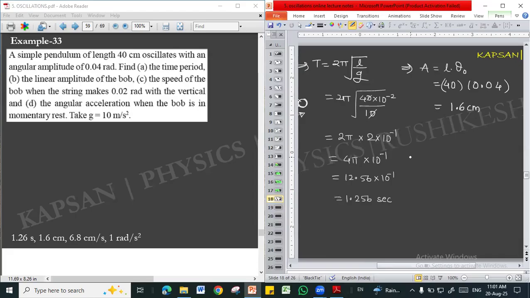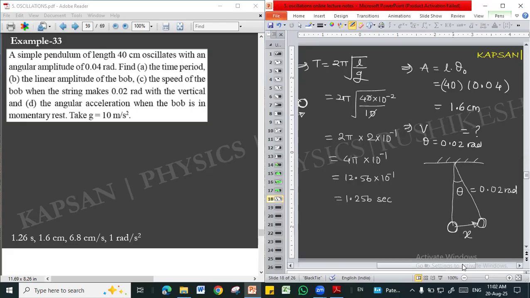What is the speed of the bob when the string makes an angle of 0.02 radian? That we have to figure out. What does that mean? If this is our vertical position, this is our extreme position, and somewhere in the middle position here is a general angular position theta, how much is it? 0.02 radian. At that instant, first figure out what is the linear position.